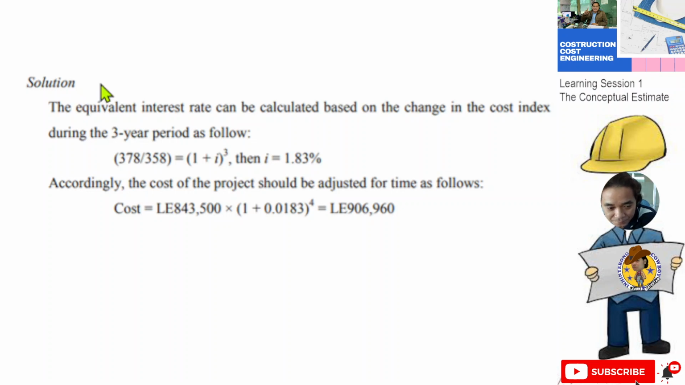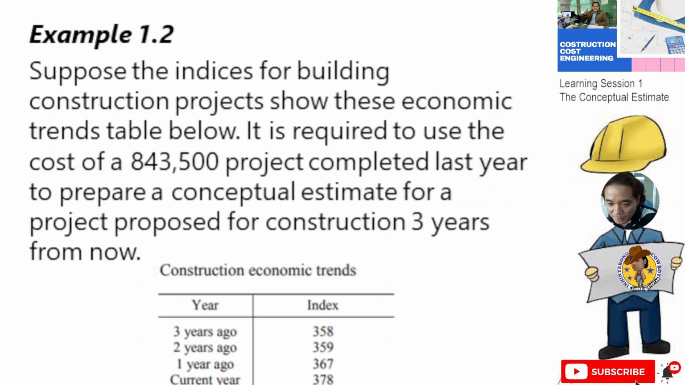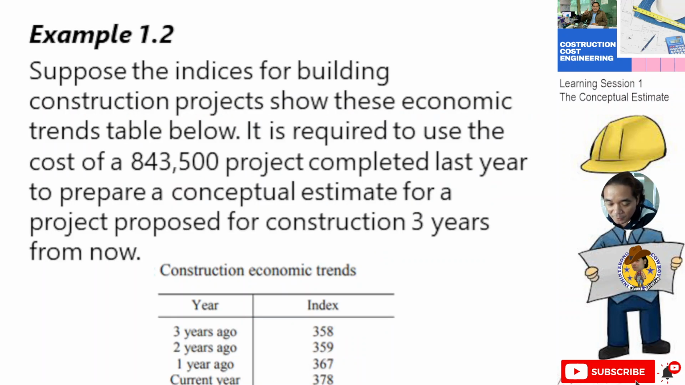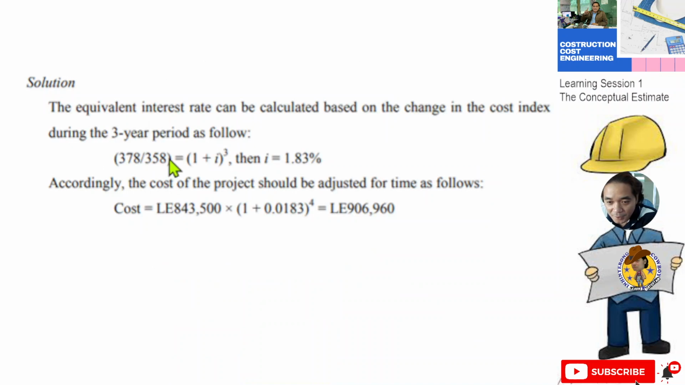Solution. The equivalent interest rate can be calculated based on the change in the cost index during the 3-year period as follows. We are using the 378 current year divided by 358 from 3 years ago, equal to 1 plus the interest, to the power of 3. Then i for this one is 1.83%.